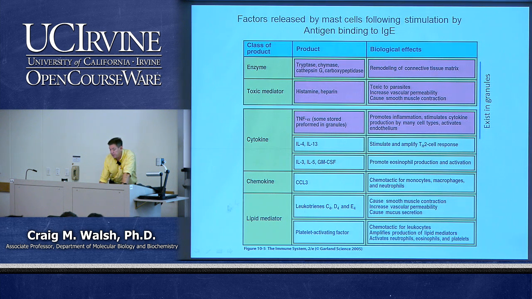And then lipid mediators that have a really important role in controlling the local tissue remodeling process. So for example, this also leads to smooth muscle contraction, increase in vascular permeability, and an increase in mucus secretion. We'll talk about how those are all playing a role. And then also platelet activating factors that are basically chemotactic for some of these leukocytes, and can activate some of the production of these leukotrienes, which are promoting some of this response.